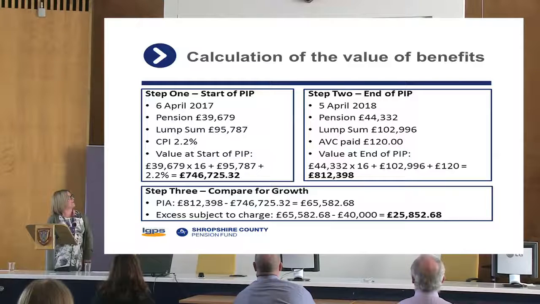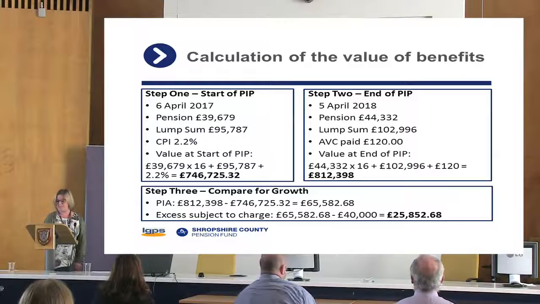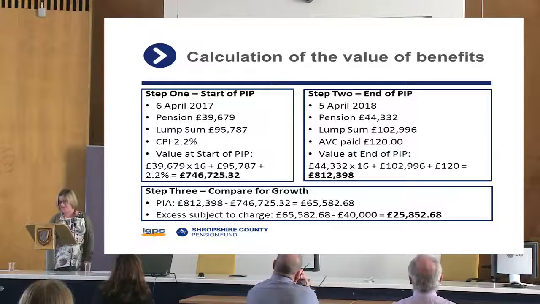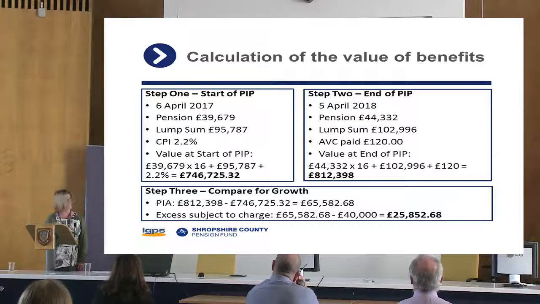At the end of the period, we then have to value the benefits again. So this person now has a pension of £44,332 and a lump sum of £102,996. And the ABCs that they pay during that period is £120. So again, we times the pension by 16, add on the lump sum, and add on the ABCs they've paid, and the value is £812,398.